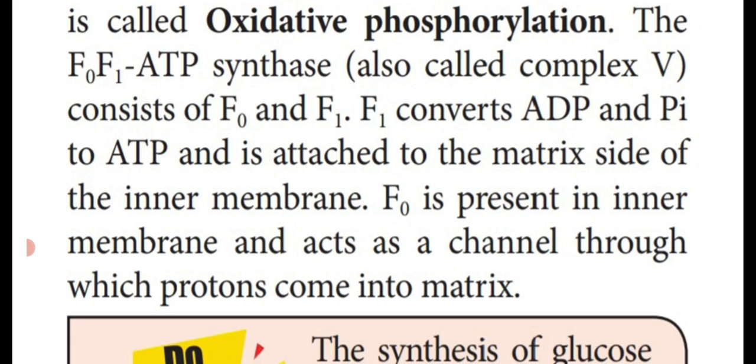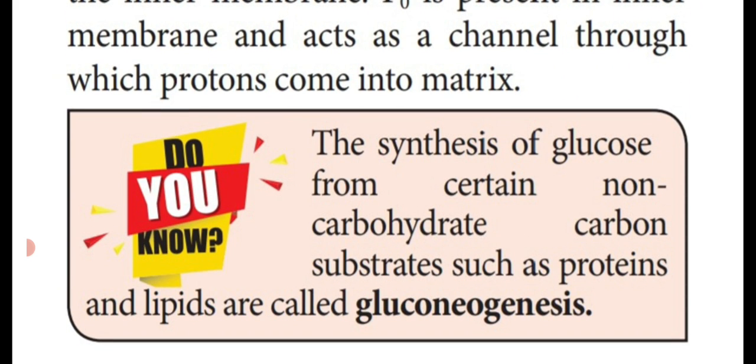So these two particles: F1 converts ADP and inorganic phosphate to ATP, and it is attached to the matrix side of the inner membrane. The F0 is present in the inner membrane and acts as a channel, that means a path, through which protons come into the matrix. So those are the different stages of the electron transport chain.